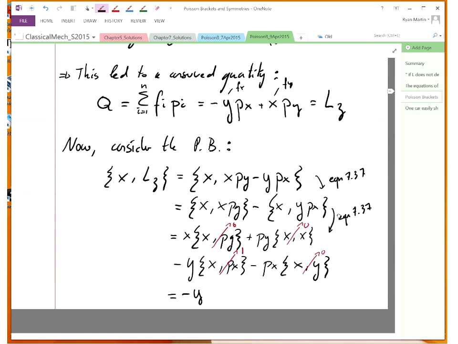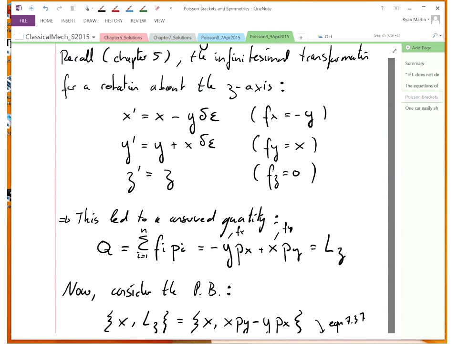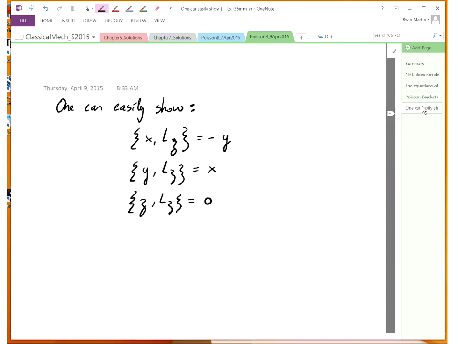So why is this interesting? We go back and we look at the transformation for rotations about the z-axis. We found that fx is equal to minus y, fy is equal to x, and fz is equal to 0. Here we found that the Poisson bracket with the quantity that's conserved gives the coefficient for that transformation.